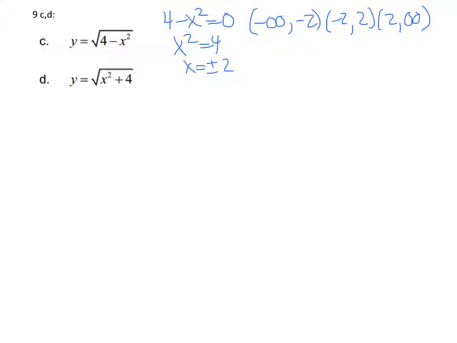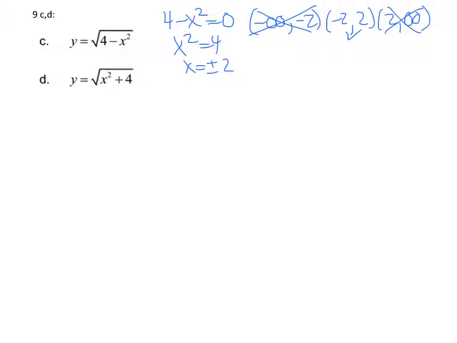So just choose some values like negative 3. If you do 4 minus negative 3 squared, you get 4 minus 9, which is negative. You cannot take the square root of that. That is not in the domain. If you take a number like 0 and plug it in, 4 minus 0 squared is 4. Take the square root of 4, it's 2. This interval is in the domain. If you take a number like 4, 4 minus 4 squared is 4 minus 16, which is negative 12. Can't take the square root of negative 12.